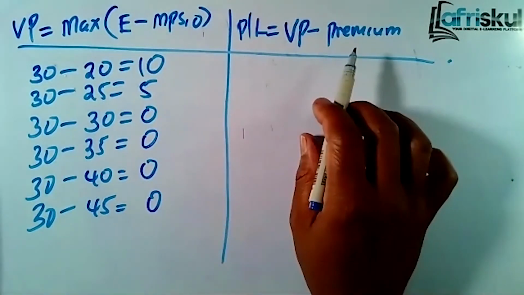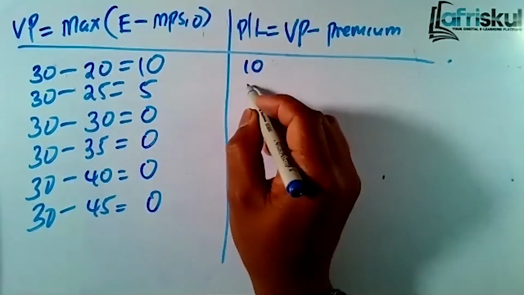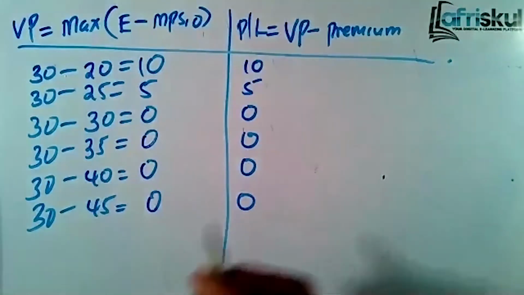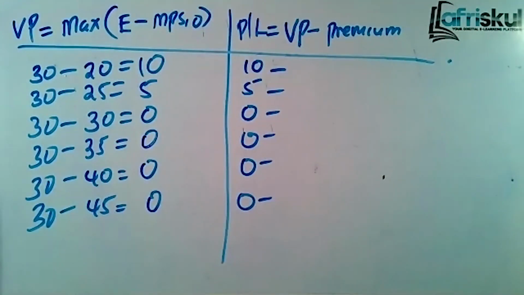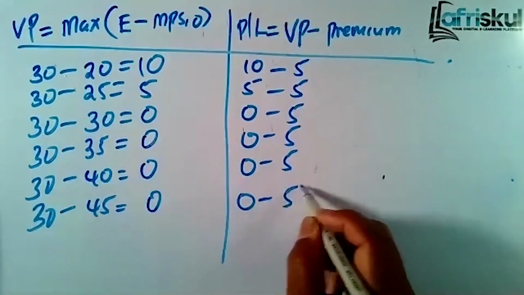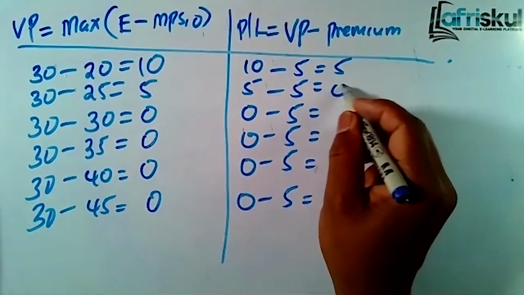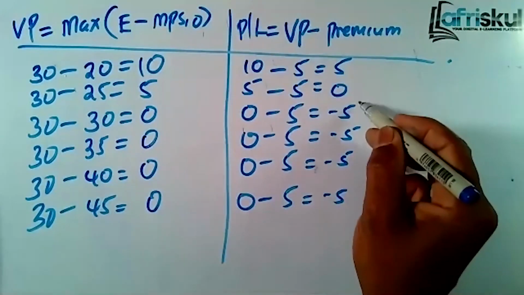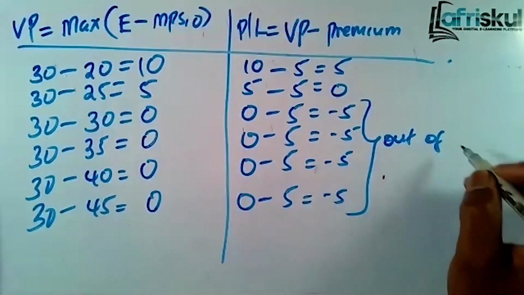Now, let's get the profit. So, in this case, you take the value of the put. In this case, we have 10, 5, 0, 0, 0, 0. Then you deduct the premium. Remember, the premium is the transaction cost. The transaction cost was 5. So that one you get 5, 0, negative 5, negative 5, negative 5, negative 5. So all those negatives mean the option is out of the money.